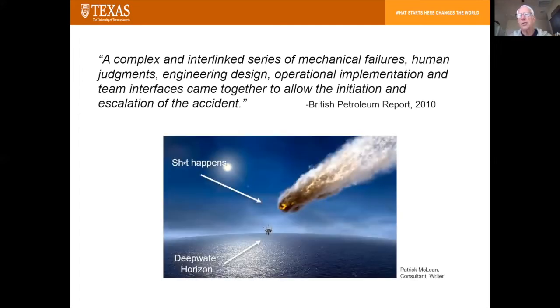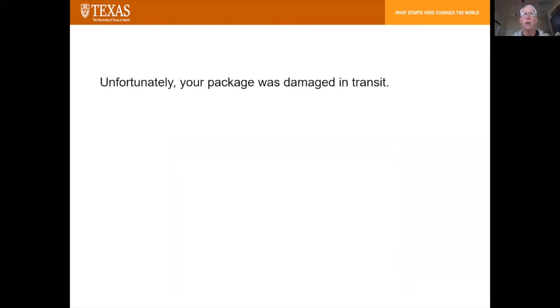BP never accepted responsibility in this report for the accident. And in fact, in all of their statements and all of their reports, and even their testimony afterwards, BP never once said, we did something wrong, we screwed up. It was totally passive voice. And this just irritates readers, especially American readers.